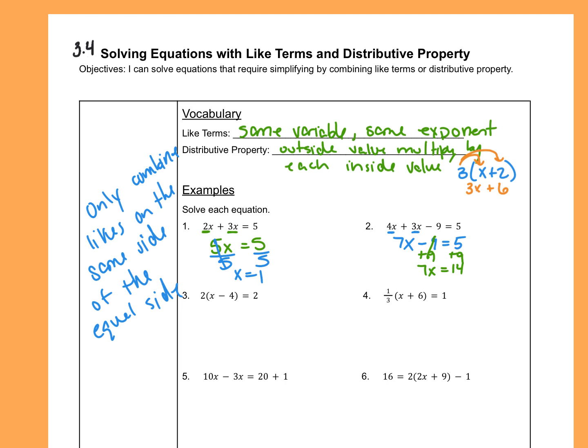So if they're on different sides of the equal sign, we have to do that solving when we're doing the opposite operation. And now I can continue solving this. Divide both sides by 7. So x equals 2. 14 divided by 7 is 2.